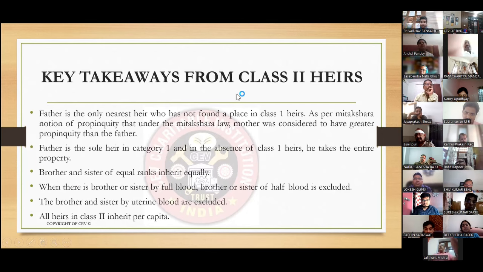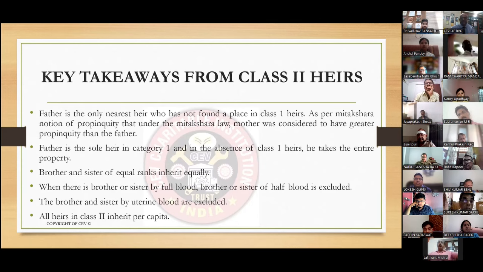Now the key takeaway from Class 2 heirs: father is the only nearest heir who has not found a place in Class 1 heirs, as per the Mitakshara notion of propinquity. Friends, it is a very important concept to be understood by everyone. Although whenever we say anyone's name, we add son of his father's name, legally father is the only nearest heir who has not found a place in Class 1 heirs. It is a very important concept to be learned by every valuer.